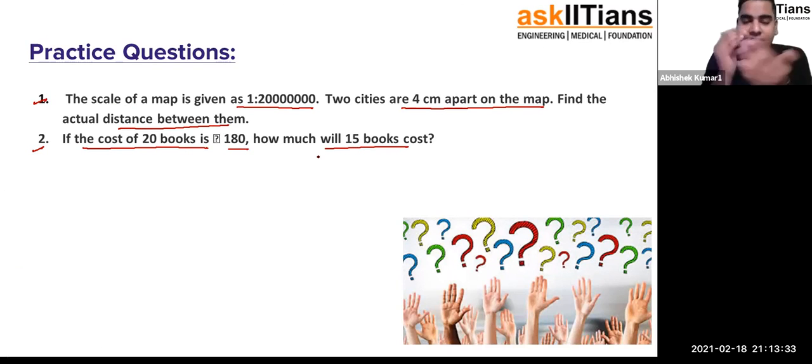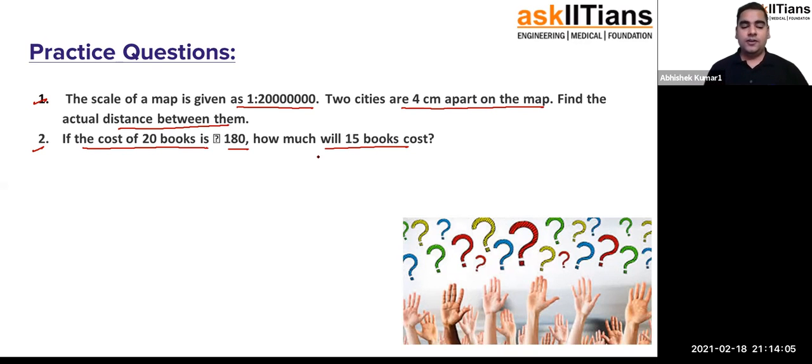That's very natural. If you are increasing the number of books that you are going to purchase at a shop, the total money that you have to pay for those books will also increase. Means the amount which you have to pay for purchasing the books entirely depends on how many books you are purchasing. More books, more money you have to pay. Fewer books, less money you have to pay. And that directs us that this is a problem of direct proportion.